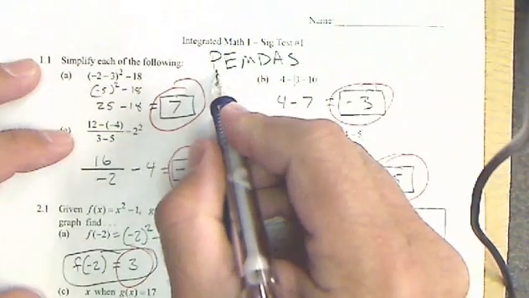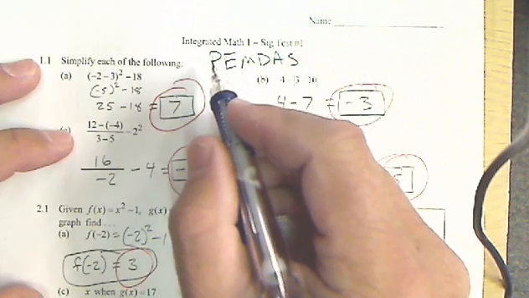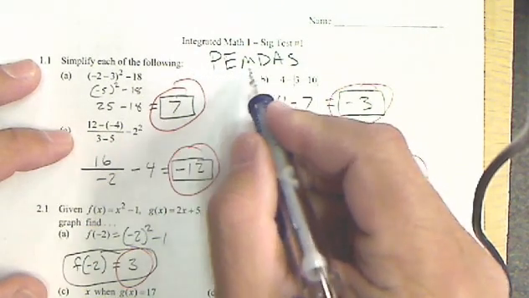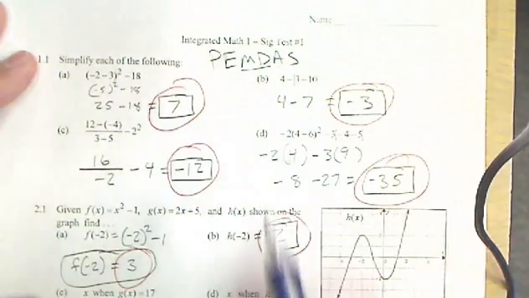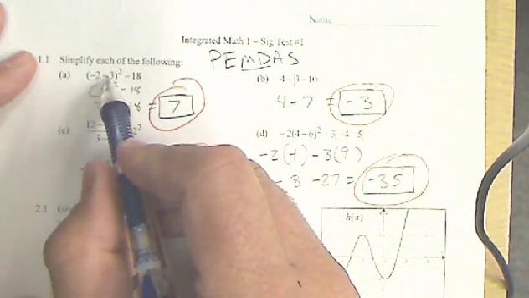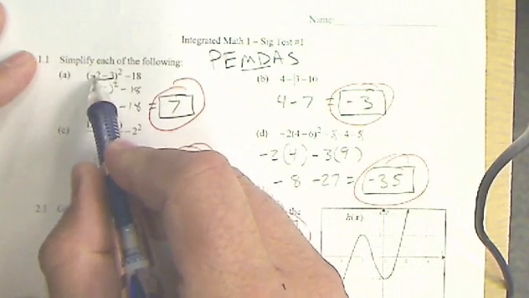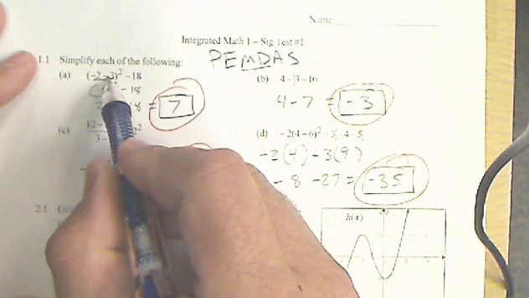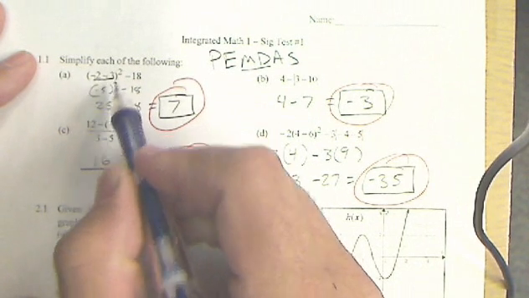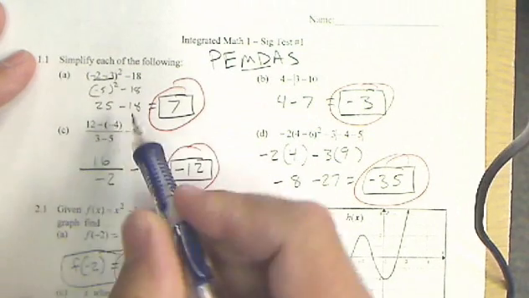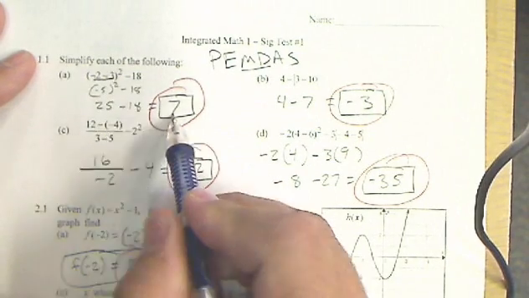That means you have to do parentheses first. Do what's inside the parentheses first, and then this is exponents. Then multiplication and division is from left to right, and then addition and subtraction. So I have to do what's inside the parentheses. So inside the parentheses is negative 2 minus 3, which is negative 5. And then you square that and you get 25. Minus 18 gives you 7.